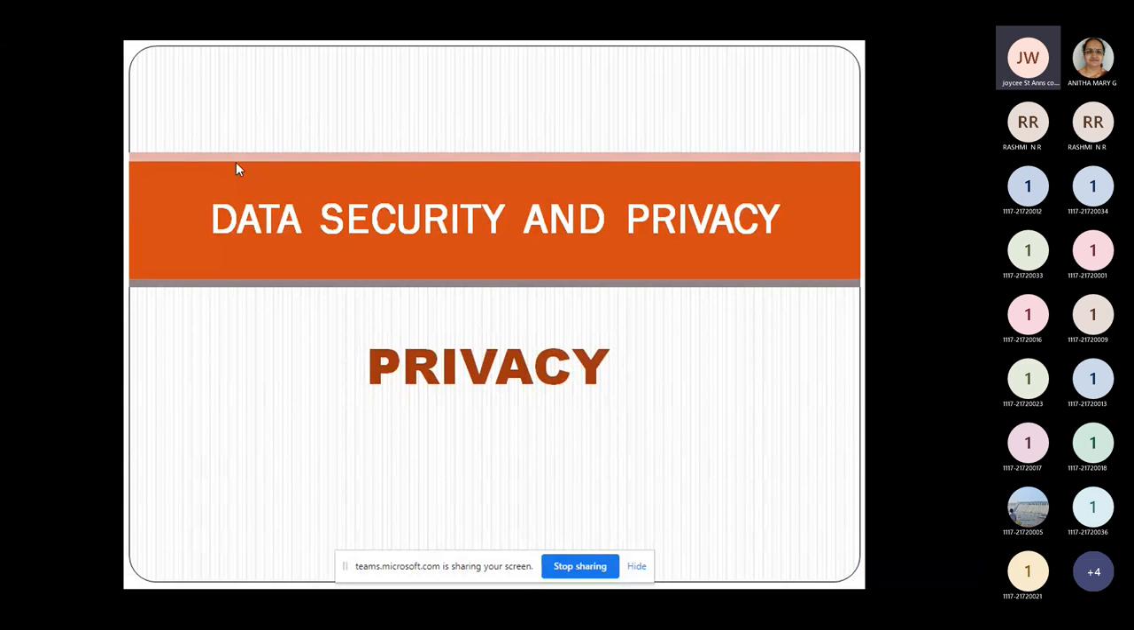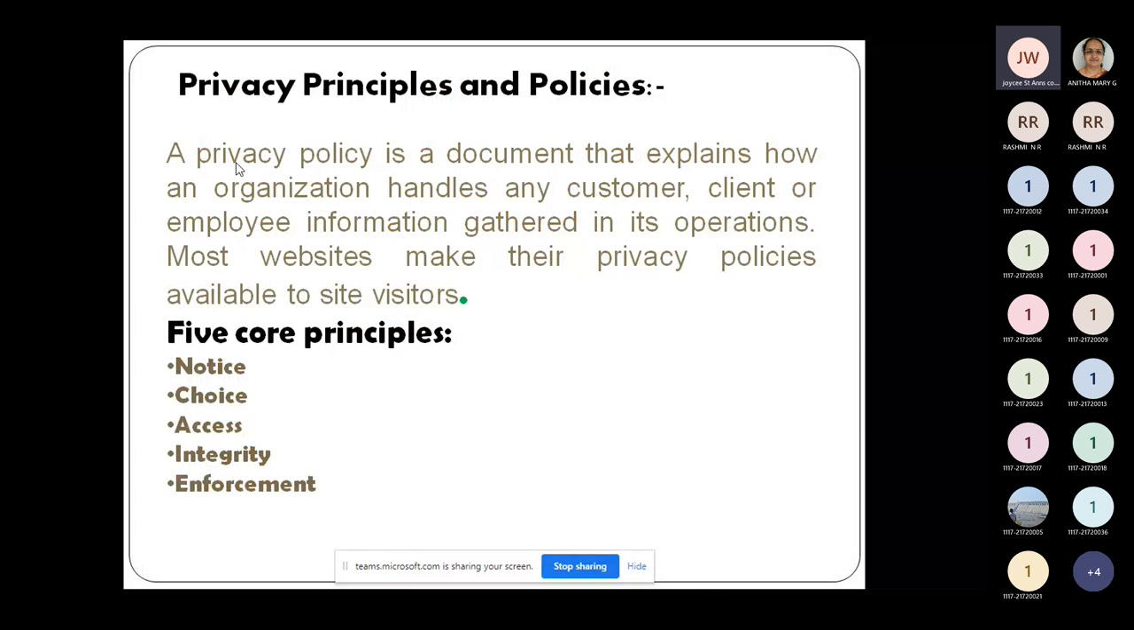So, is my PPT visible? Yes, ma'am. Thank you. So today we'll see privacy. Privacy is nothing but an individual's personal information and other sensitive data being protected from public disclosure. Today we will be seeing what privacy is, the principles of privacy, and the five core principles of privacy.